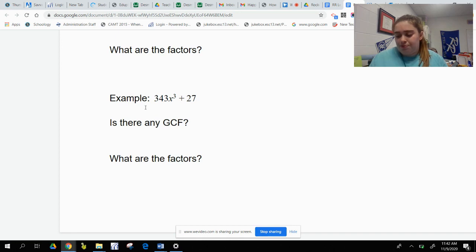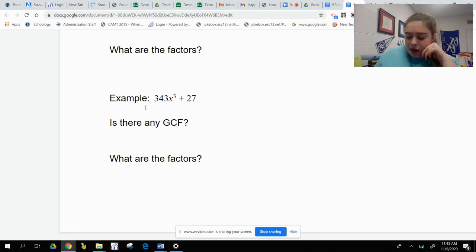So 343 divided by 27. So no, it doesn't go in evenly, right? But are there any numbers that we could put in that evenly? So think about that really quick. So I can't even think of any numbers off the bat that would come from 27, right? So let's go ahead and just try to factor it and see if it all works out in the end without taking out a greatest common factor.